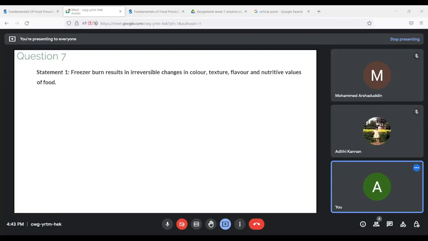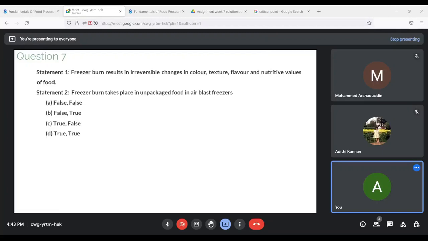Statement 1: the freezer burn results in irreversible changes in the color, texture, flavor and nutritive values of the food. And statement 2: the freezer burn takes place in unpackaged food in air blast freezers. So as one of you had mentioned, the answer is that both of these are true.